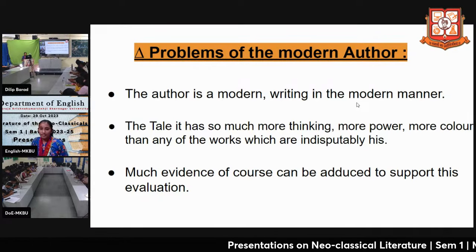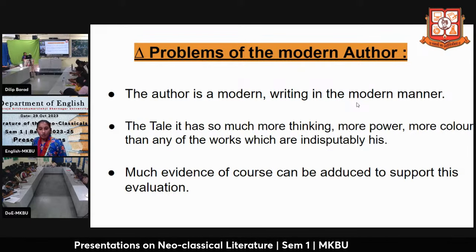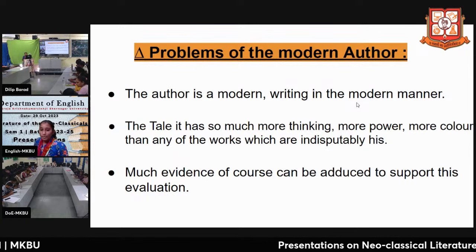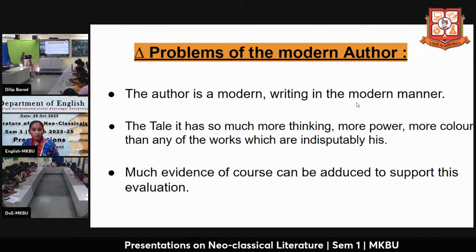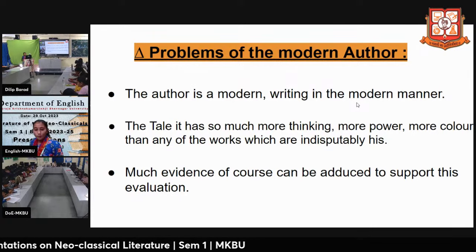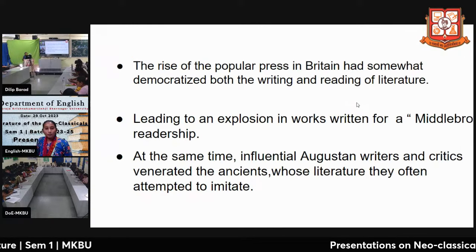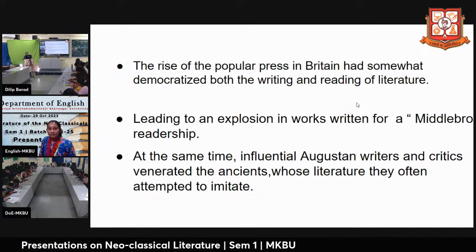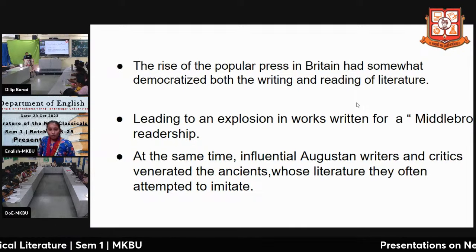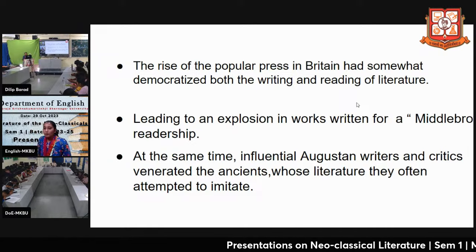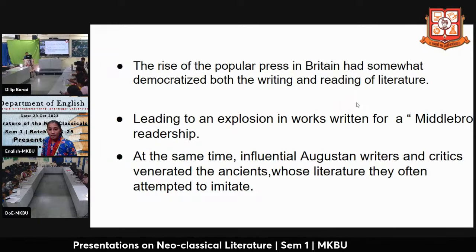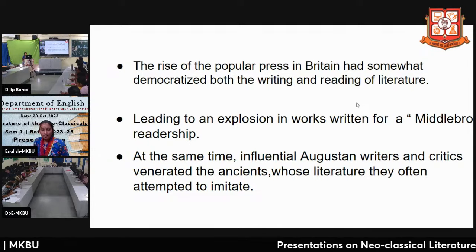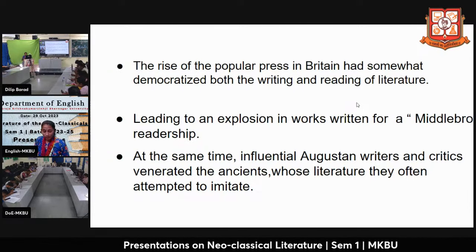The author is a modern, writing in the modern manner. The Tale has so much more thinking, more power, more color than any of the works which are indisputably his. Much evidence, of course, can be adduced to support this evaluation. The rise of the popular press in Britain has somewhat democratized both the writing and reading of literature, leading to an explosion in works written for a middle-class, broad readership, at the same time influencing Augustan writers and critics, who venerated the ancient, whose literature they often attempt to imitate.